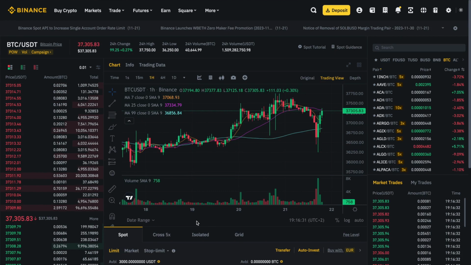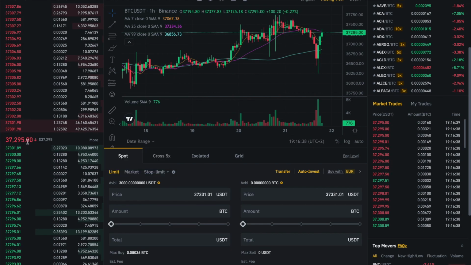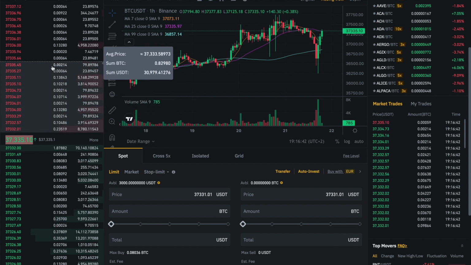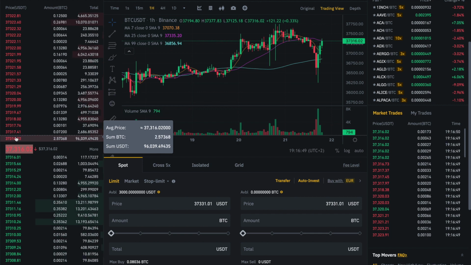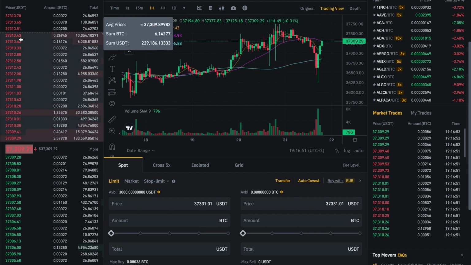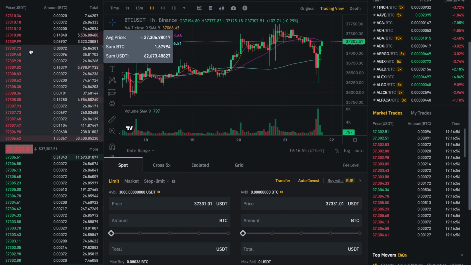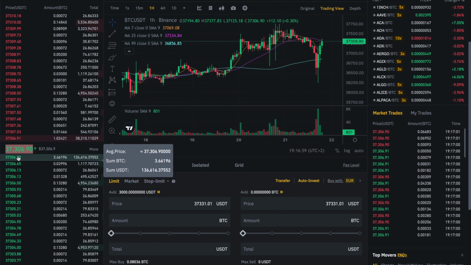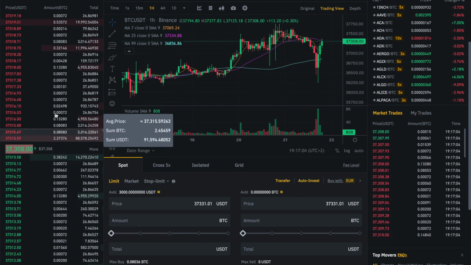So I just want to take you through this dashboard. This is the Binance spot trading dashboard. Right here you have the order book. This is the current price right now on Binance, and these are people that are selling at a higher price. From the current price going upwards, price will be increasing, because these people want to sell at a higher price. And these people want to buy at a lower price; they are called buyers, and these ones are called sellers.